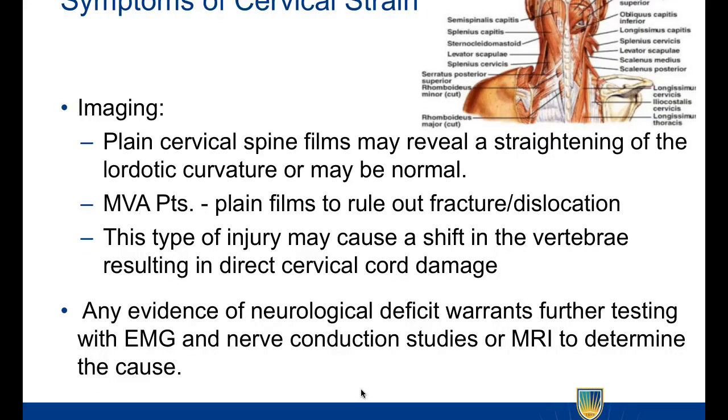Imaging: plain cervical spine films may reveal a straightening of the lordotic curvature or may be normal. Patients involved in motor vehicle accidents who have neck pain and point tenderness should have plain films to rule out fracture or dislocation, followed by flexion-extension films to evaluate for an anterior longitudinal ligament or a posterior longitudinal ligament injury.